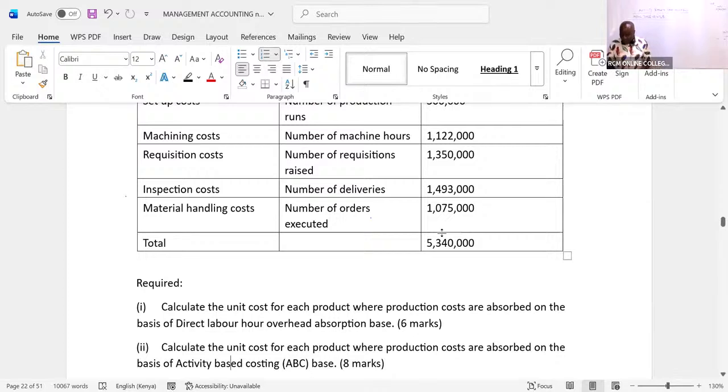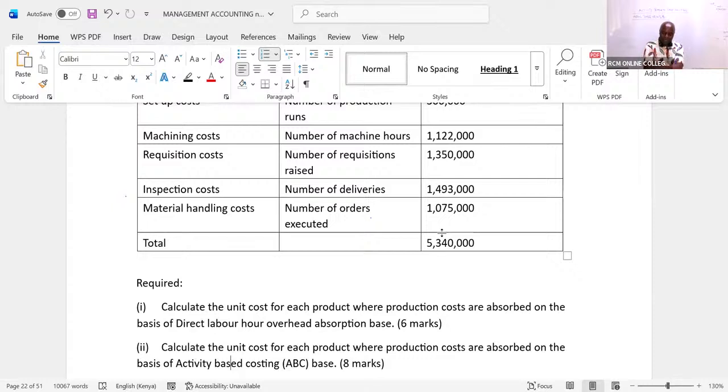They want me to calculate the unit cost for each product where production costs are absorbed on the basis of the direct labor hour overhead absorption rate base. First of all, before I go to number 2, when you read number 1, where they want us to calculate the unit cost for each product, where production costs are absorbed on the basis of direct labor hour overhead base, which method are they talking about here?